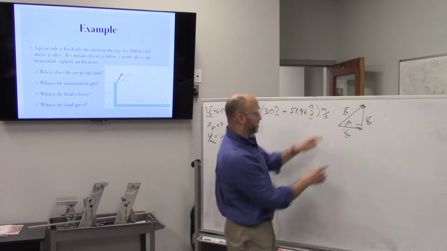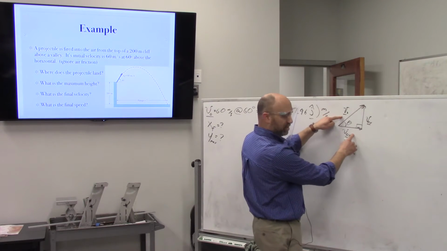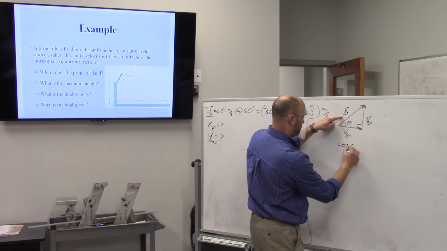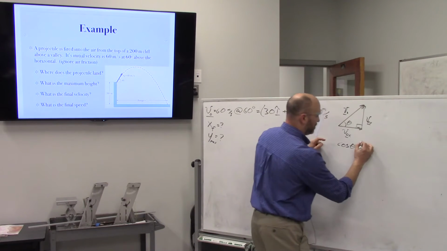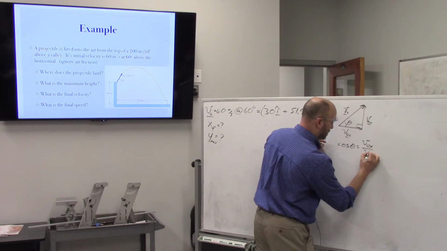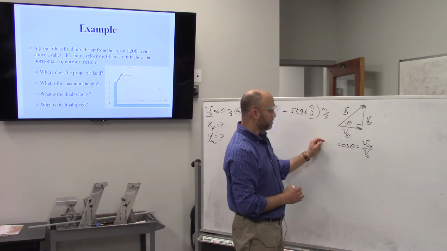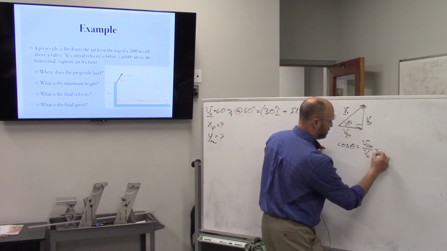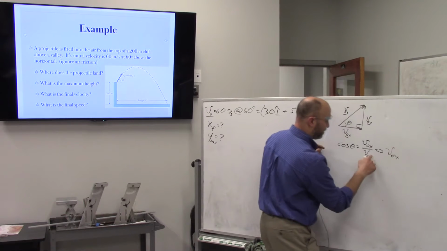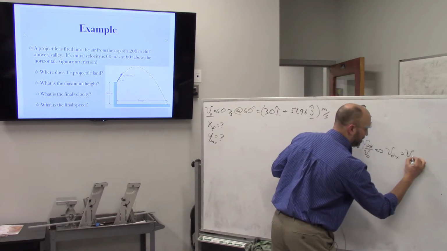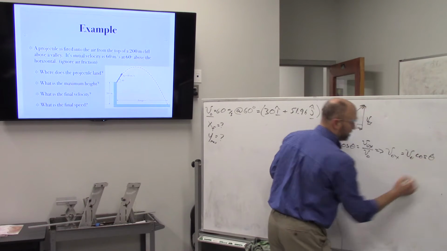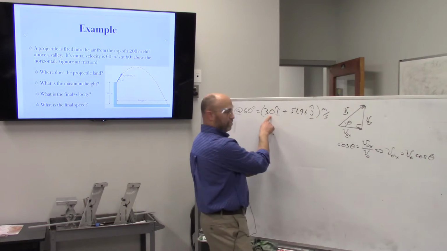And so now you say, okay, this side and this side, that's cosine. So cos theta is adjacent over hypotenuse: V naught x over V naught. So now I can find V naught x by multiplying my V naught up here. So this is going to be V naught cos theta, and that's how we got this number.